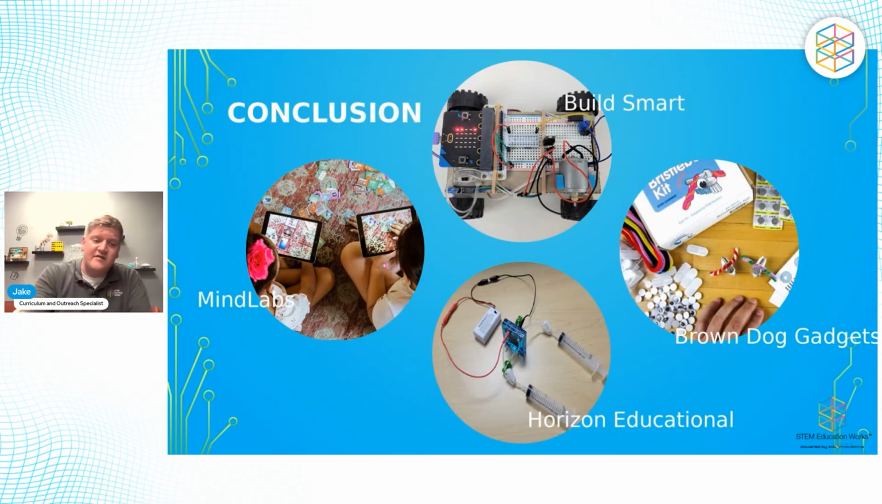So for instance, as I mentioned here, at the top of our slide here, we have our Build Smart EV microcart, a great way of incorporating not just electrical circuits into your classroom, but also some block coding that controls what those circuits do. Similarly, for younger students in particular, we have Brown Dog Gadgets.